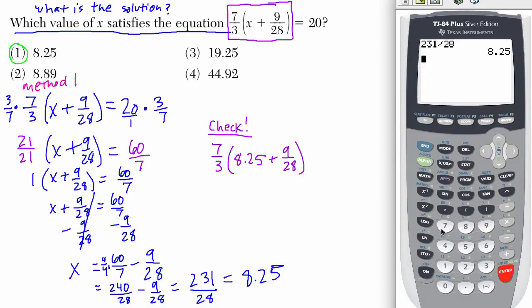So how can we type this all in? Well, let's do 7 divided by 3. And I see parentheses, 8.25 plus 9 over 28.